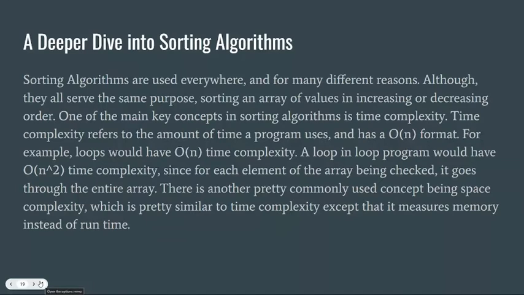Okay, so a deeper dive into sorting algorithms. Sorting algorithms are used everywhere and for many different reasons. Although they all serve the same purpose, sorting an array of values in increasing or decreasing order, one of the main key concepts in sorting algorithms is time complexity. Time complexity refers to the amount of time a program uses and has an O(n) format. For example, loops would have O(n) time complexity. A loop in a loop would have O(n) squared time complexity, since for each element of the array being checked, it goes through the entire array. Another commonly used concept is space complexity, which is similar to time complexity, except that it measures memory instead of runtime.